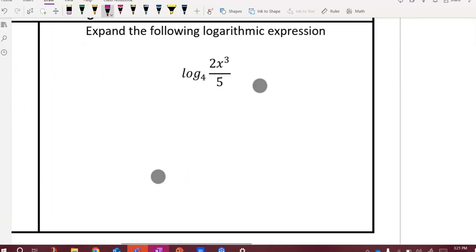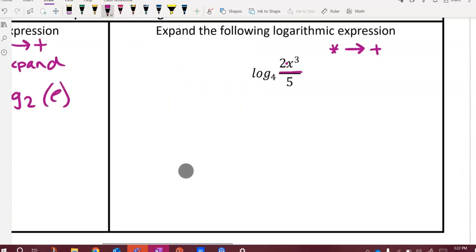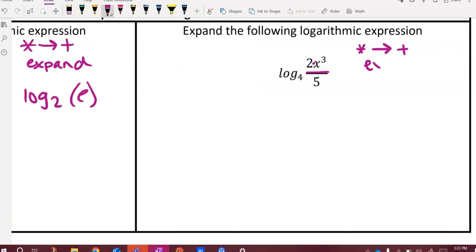All right, over here, we need to expand again. We have some multiplication. We have 2 times x cubed, and then we have some division. So again, multiplication can be expanded to addition. Did I just say that? I wrote this backwards. Multiplication expands to addition, yes. And division expands to subtraction.